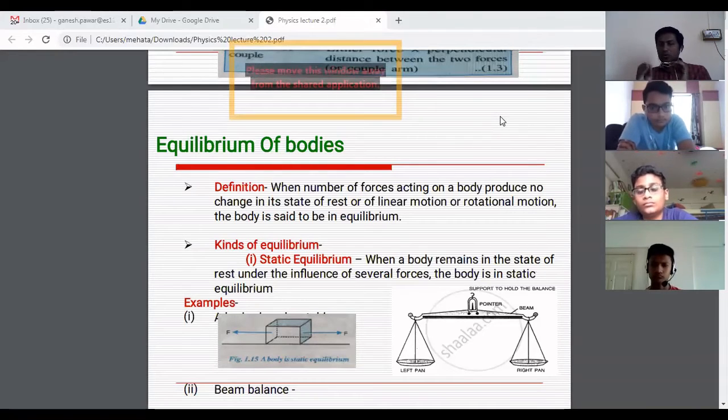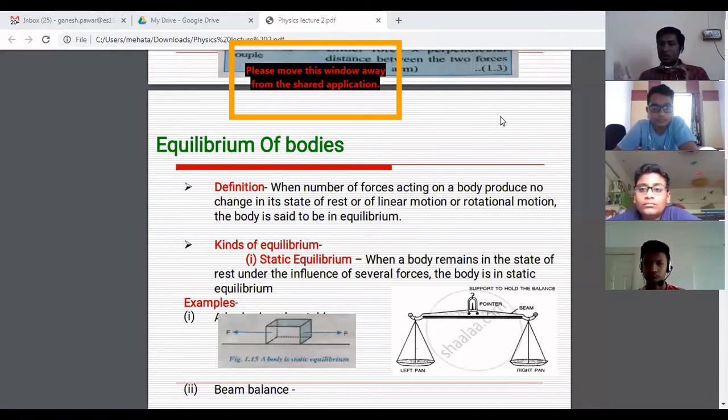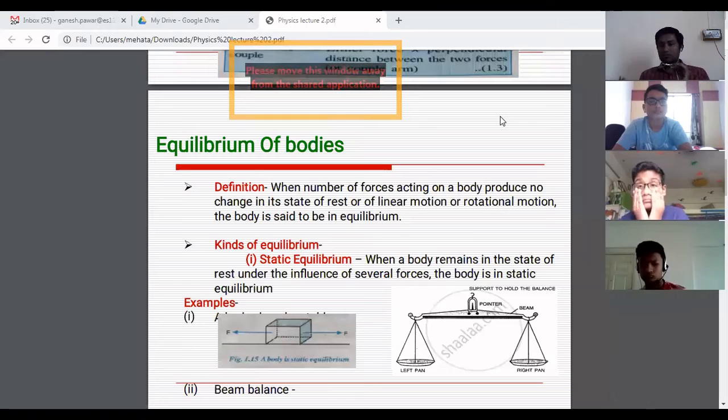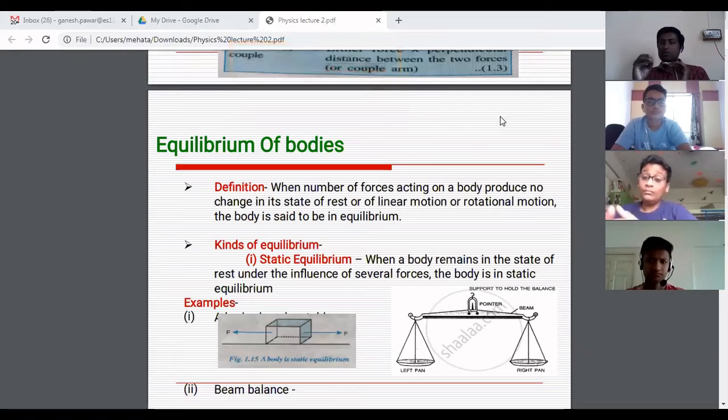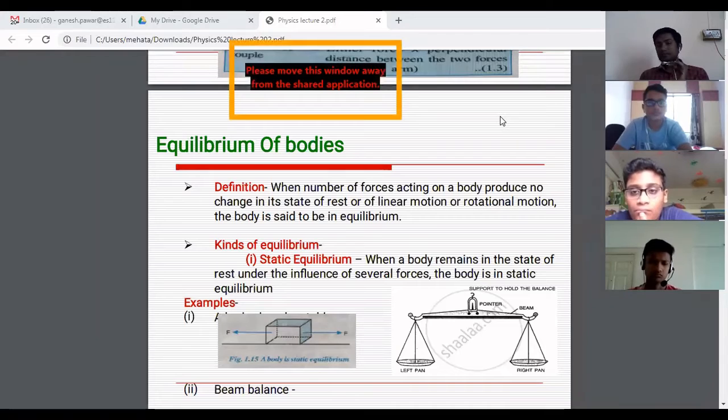Therefore, when a number of forces are acting on the body, and if you find that the body is in a state of rest or in uniform motion, now there can be two types of motion. There can be a linear motion or there can be a rotational motion. So if the body is in a state of rest, or in uniform linear motion, or in uniform rotational motion, in that case you say that the body is in equilibrium. Clear? Have you understood the meaning of this statement?